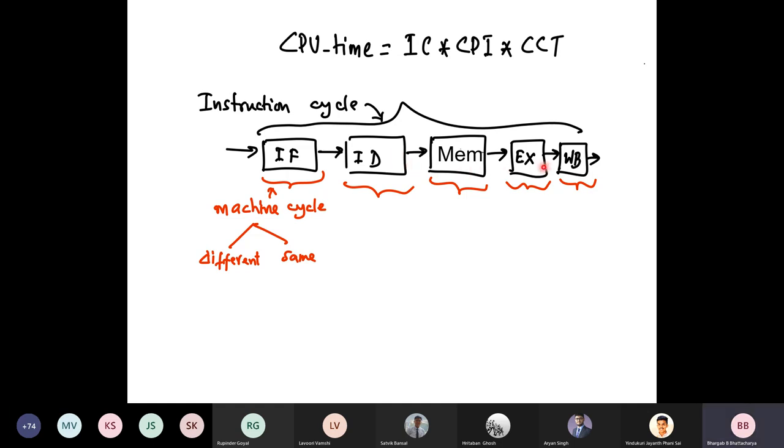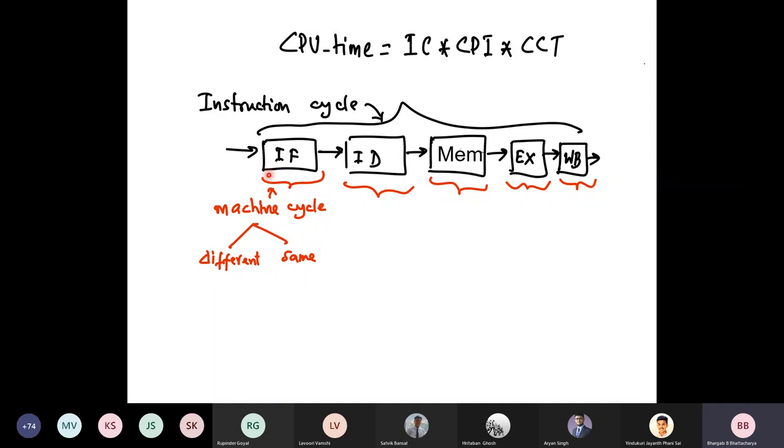Sorry, there is an error here. I'm sorry. This execute should come first, and memory should go later. Okay, so I would change it. When I drew this, I made a mistake. It should be this way: instruction fetch, instruction decode, execute, memory, and write back. These two stages should be swapped. All right. So I will change it. Okay. So these are the different stages in an instruction cycle.